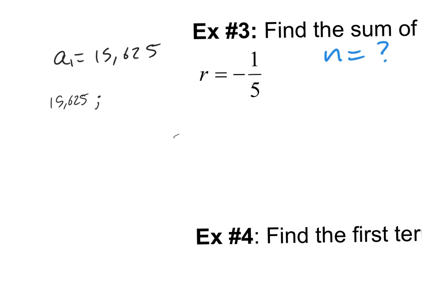I'm going to do a semicolon because I don't want to confuse the comma on that. And the next term would be whatever I get when I multiply that by negative 1/5, my common ratio. So the next term would be negative 3,125. And then if I multiply that by negative 1/5, I get 625. And then if I multiply that by negative 1/5, I get negative 125. And if I multiply that by negative 1/5, I get 25. And then finally, if I multiply that by negative 1/5, I get negative 5.